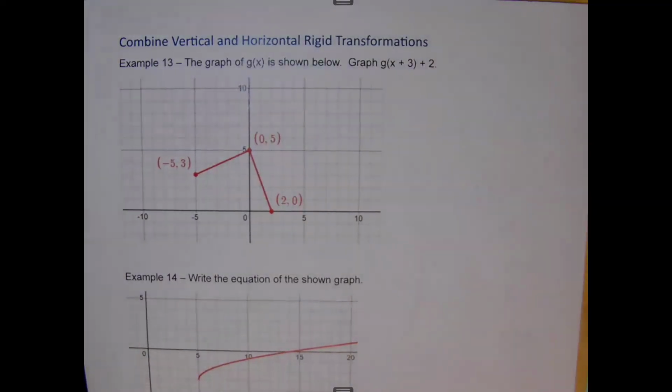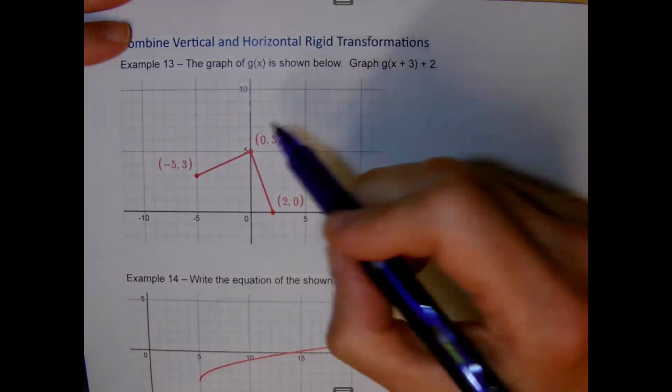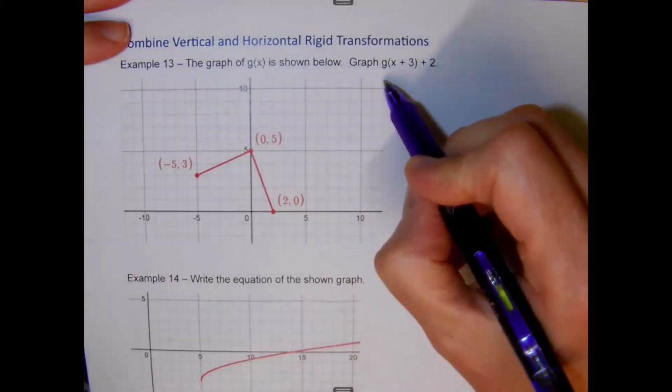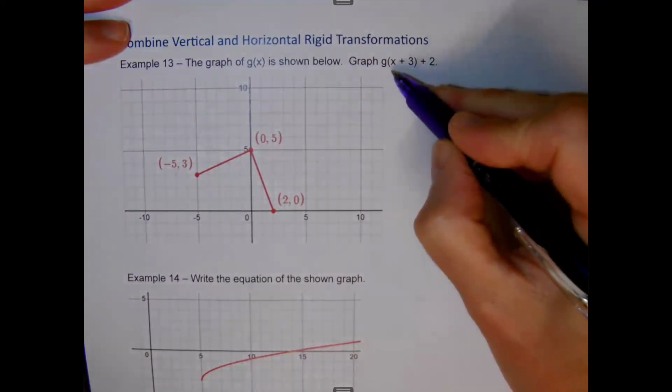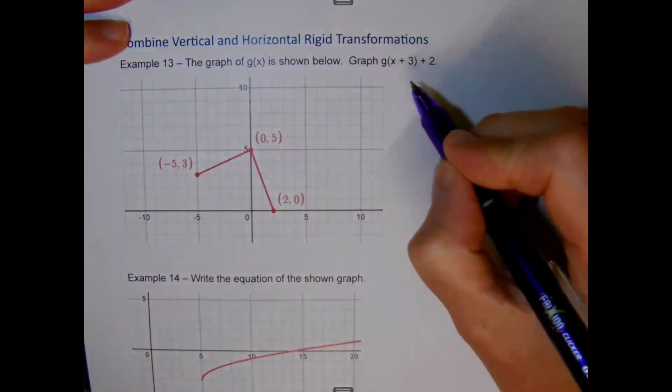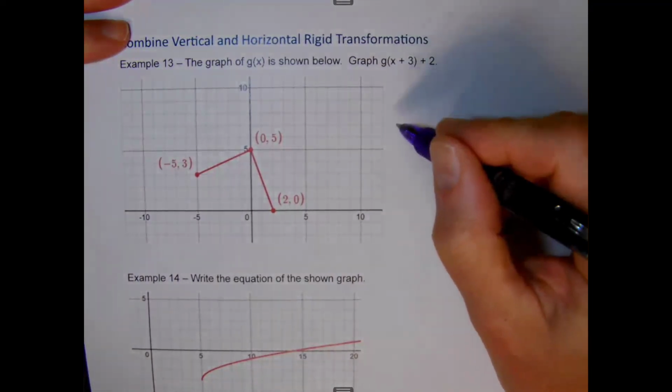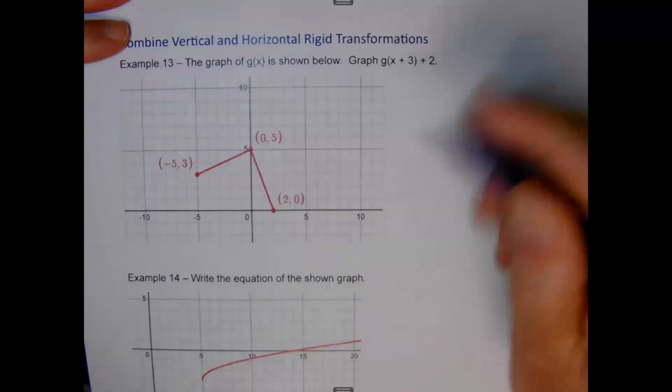Now we're going to combine the two ideas that we've played with so far, vertical and horizontal rigid transformations, and see how applying them at the same time works. So the graph of f, g of x, is shown below. Graph g of x plus 3, parentheses, plus 2.